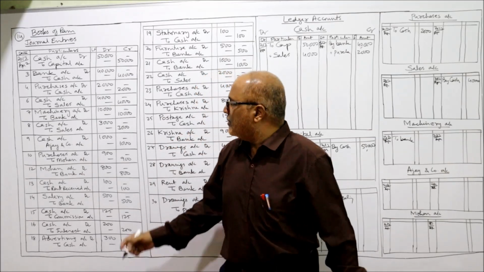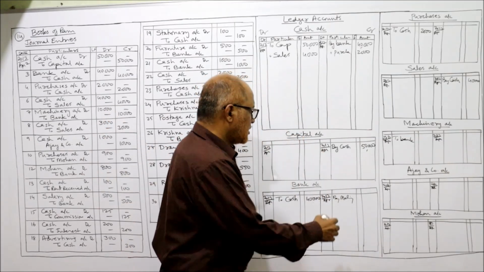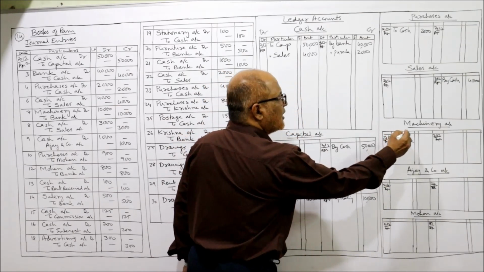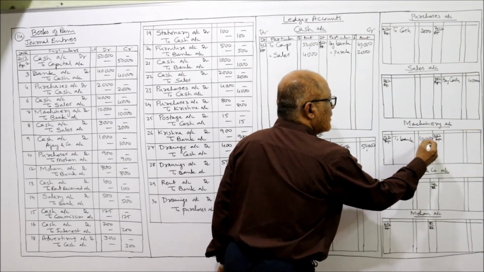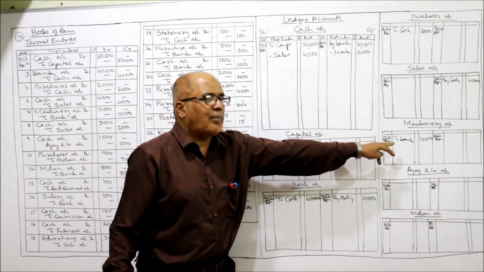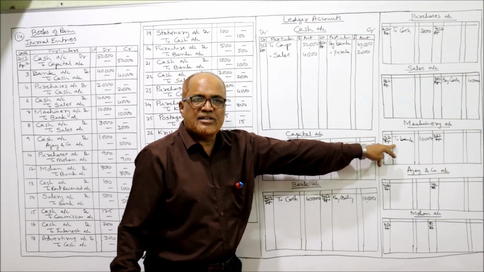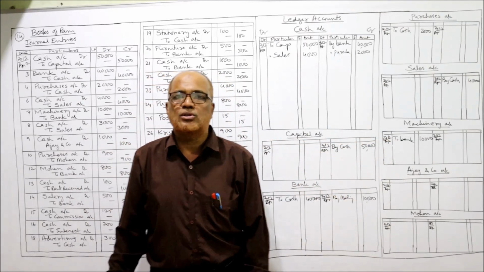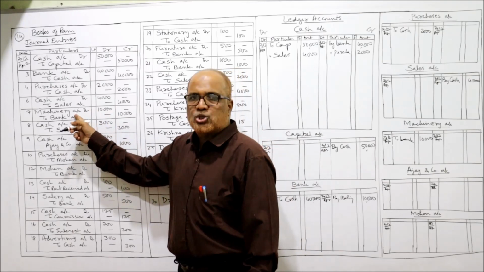By machinery. How much is the amount here? 10,000. So here I am writing 10,000. Machinery account debit side 10,000, to bank. Bank account credit side, by machinery 10,000. So this 10,000 entry is posted.